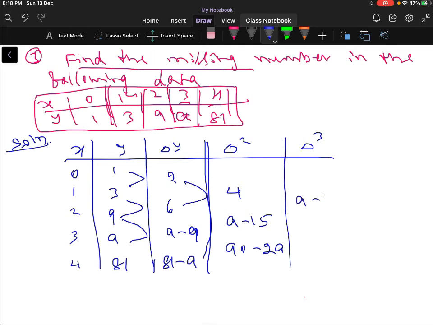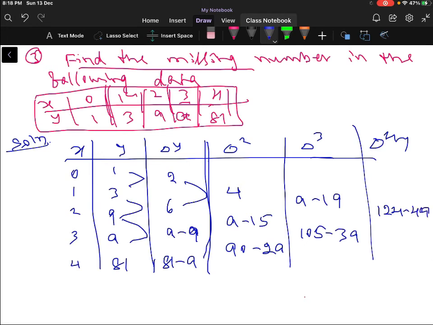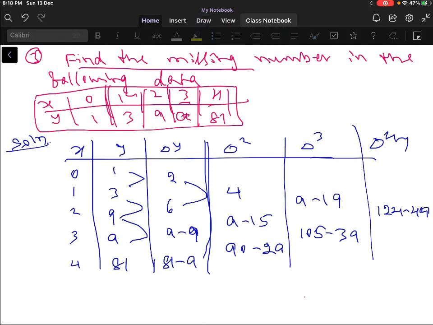A minus 15 minus 4, that is A minus 19. 90 minus 2A minus A plus 15, that is 105 minus 3A. Let us calculate delta for y. So the difference of these two, 105 minus 3A minus A minus 19, that is 124 minus 4A.